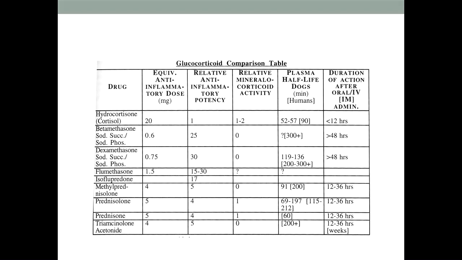So for instance, if you wanted an anti-inflammatory and let's say you were using prednisone and you didn't like the way that it was working in your patient, but you wanted to use a different drug that you think may have less side effects in your patient, but you wanted the same anti-inflammatory potency, you would have to use 4 times the amount of hydrocortisone to get there, okay?